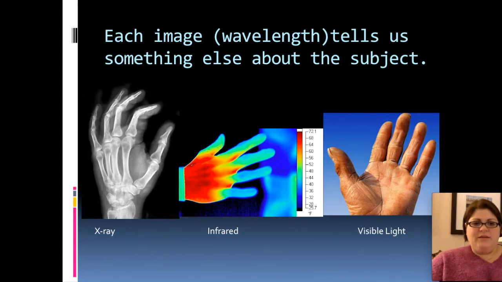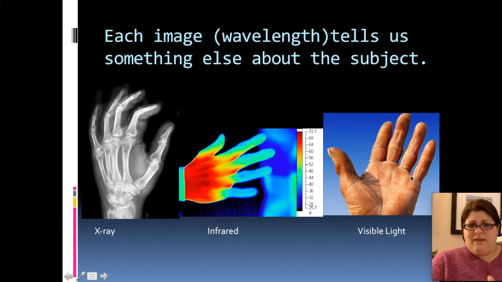The one on the left, X-ray, shows us what the interior of our hands are, the bone structure and so forth. The one in the middle, the infrared radiation, shows us the heat distribution in our hands. And of course, the visible light shows us what it looks like. Each one of these gives us different things that we can conclude about. So, for example, we can conclude that this person does not have any broken bones. We can conclude what the bone structure is.